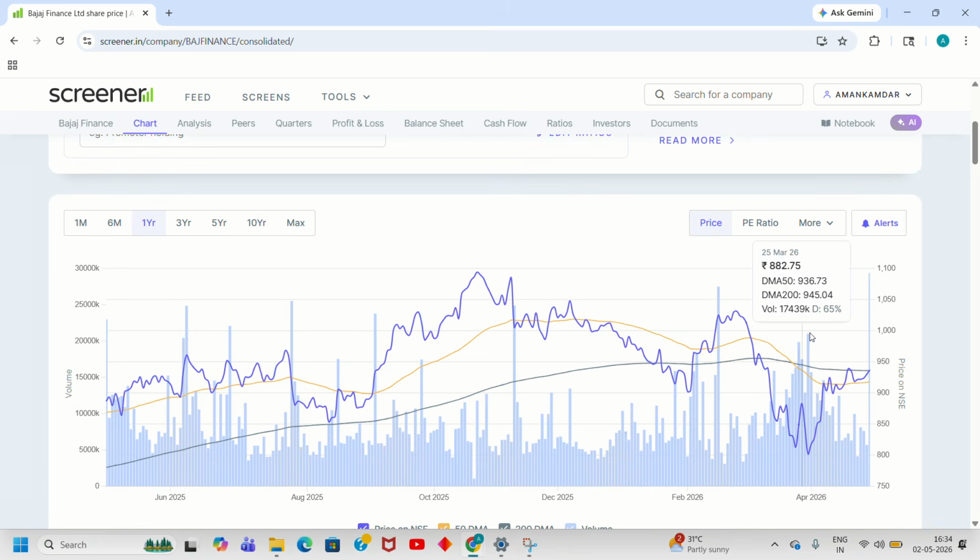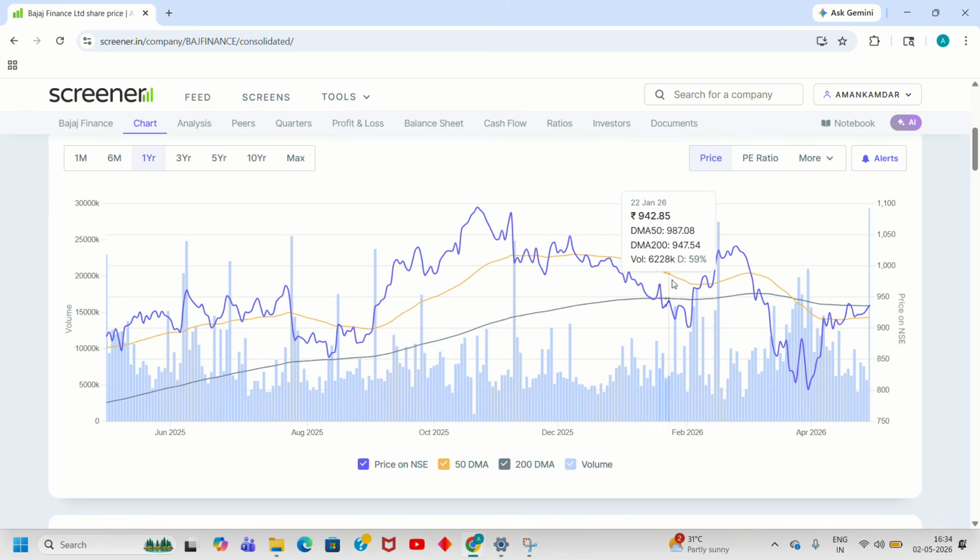So here is a price chart. Here we can see that the yellow line represents the 50-day moving average, and the black line represents the 200-day moving average. And this is the price at which it has been trading on NSE. Currently it is above the 50-day moving average, but below the 200-day moving average.